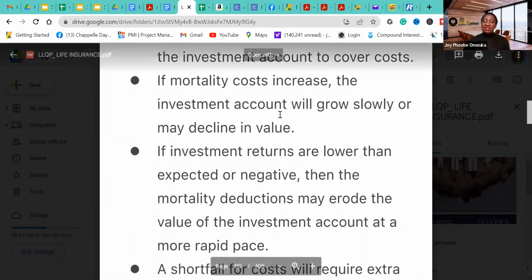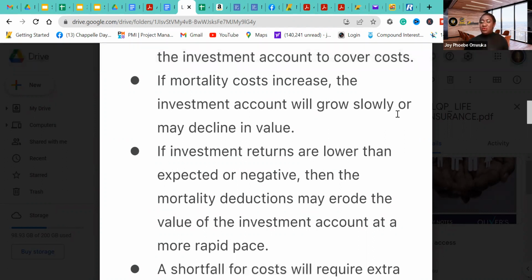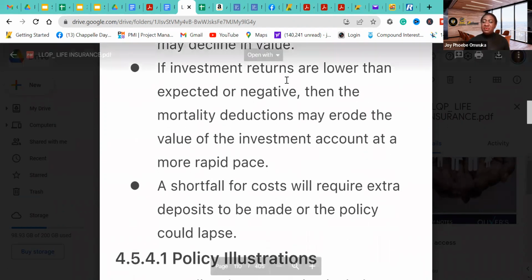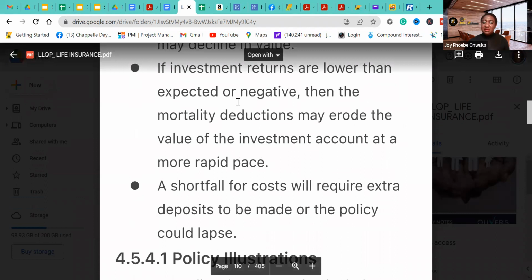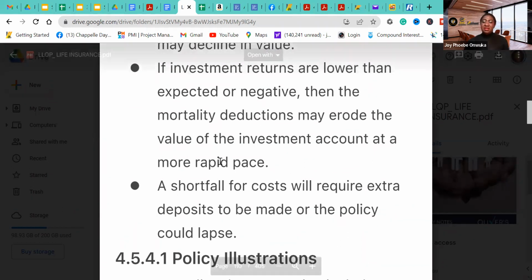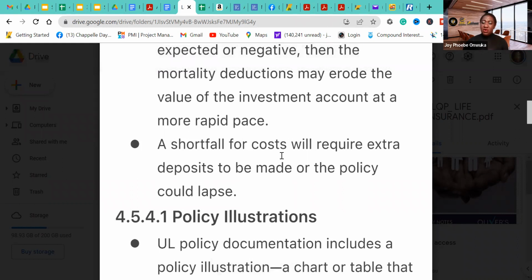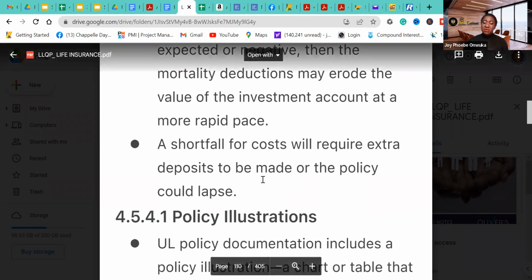All right. If mortality costs increase, then the investment account will grow slowly or may decline in value. If investment returns are lower than expected or negative, then the mortality deductions may erode the value of the investment account at a more rapid pace. A shortfall for costs will require an extra deposit to be made or the policy could lapse.